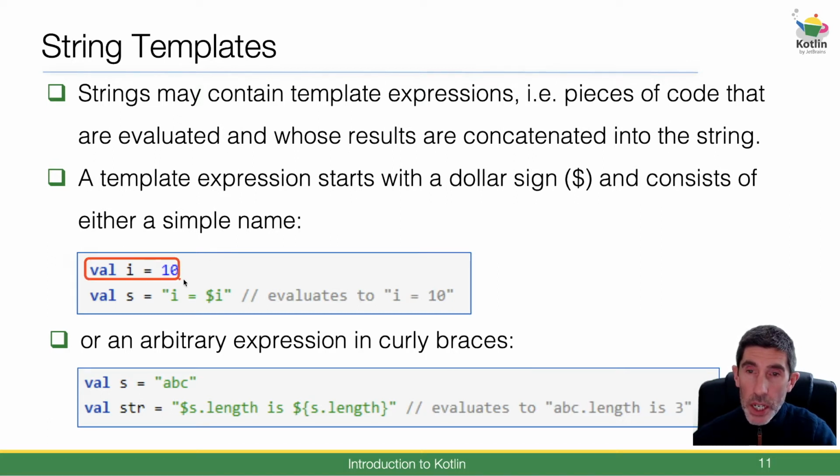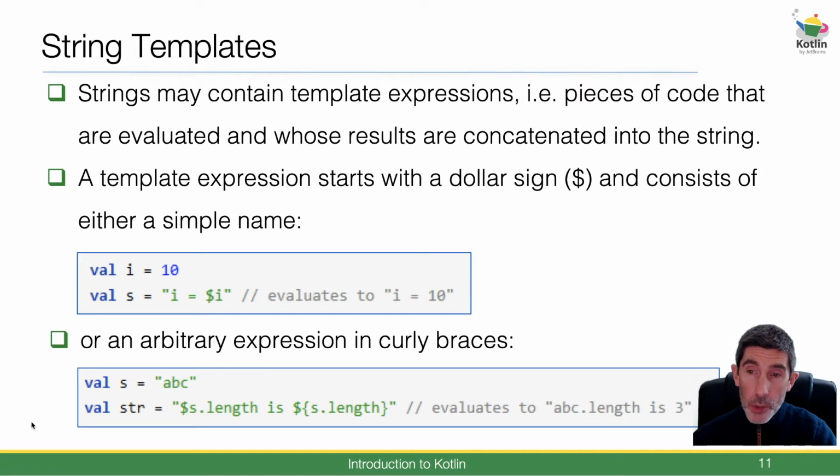So we're saying here val i, give it a value of 10. Then our val s is assigned a string. Note the string is just a double quote at the start and end. "i is assigned", and then $i. And so our i evaluates to a value of 10, obviously, and if we were to print that out, we would get "i is assigned 10" printed to the console.